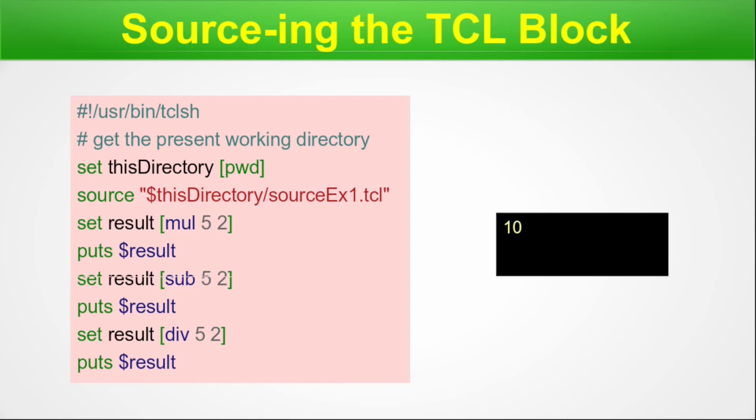First one gives the output 10. Second one gives 5 minus 2, 3. Third one gives 2, that is 5 divided by 2 is 2. You can see that we have defined a particular tcl code and we have used the source command in the next file, and here we are reusing the code. That means whatever procedures we have written there, we are using it here. And this is a very simple method of code reuse in tcl, that is source. Now we are done with this particular example.